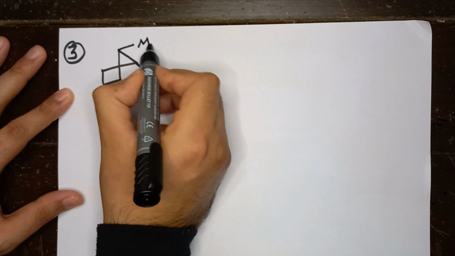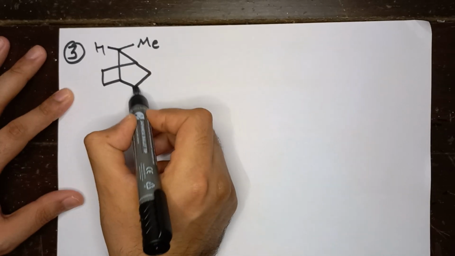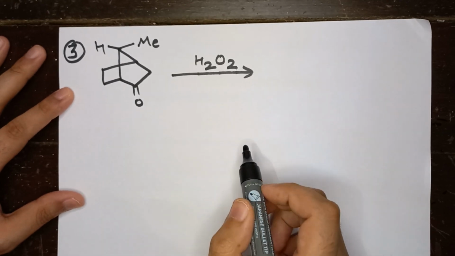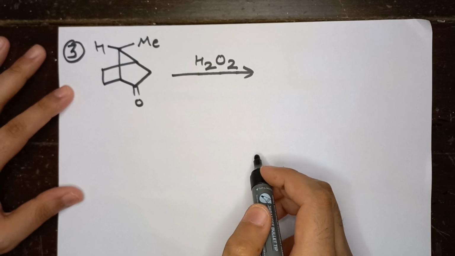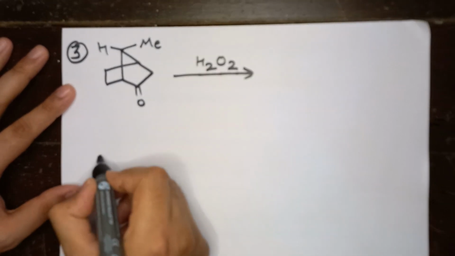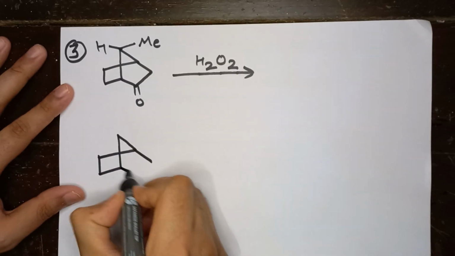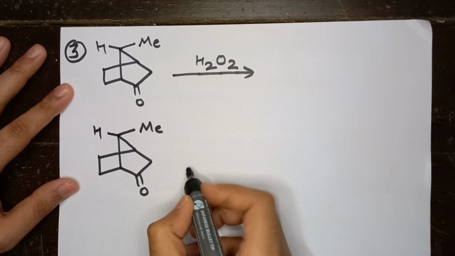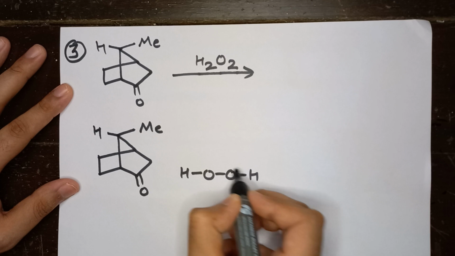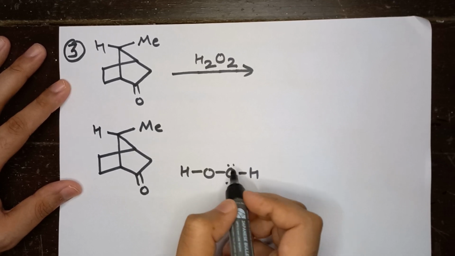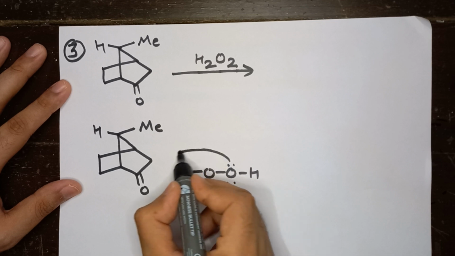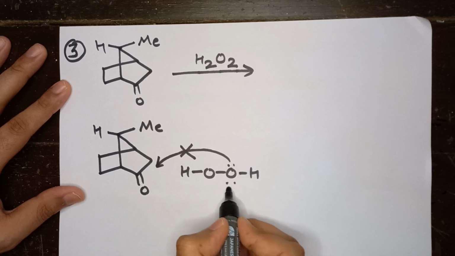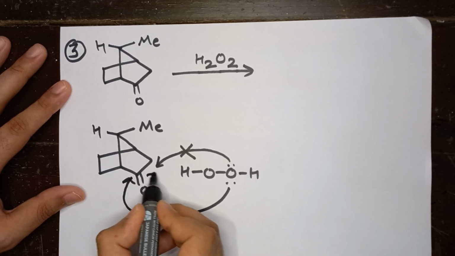Where we have methyl in the right side. So pause the video, draw the mechanism and find out the product. So this is my carbonyl, this is my methyl present in the right side this time, and hydrogen peroxide. So this time the oxygen is not going to attack from above the plane simply because methyl is present here to block it. So this oxygen will now attack from below the plane, breaking this bond.